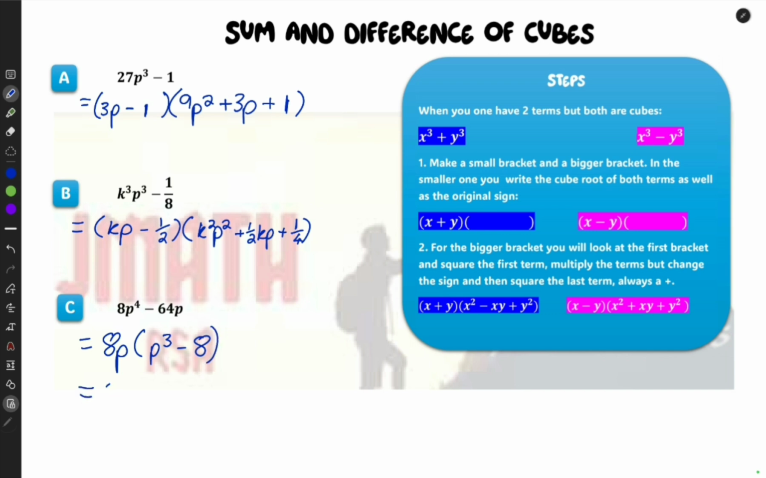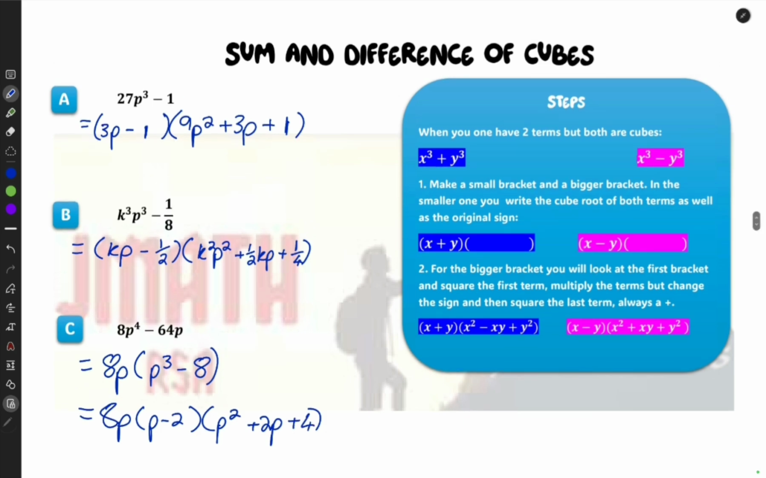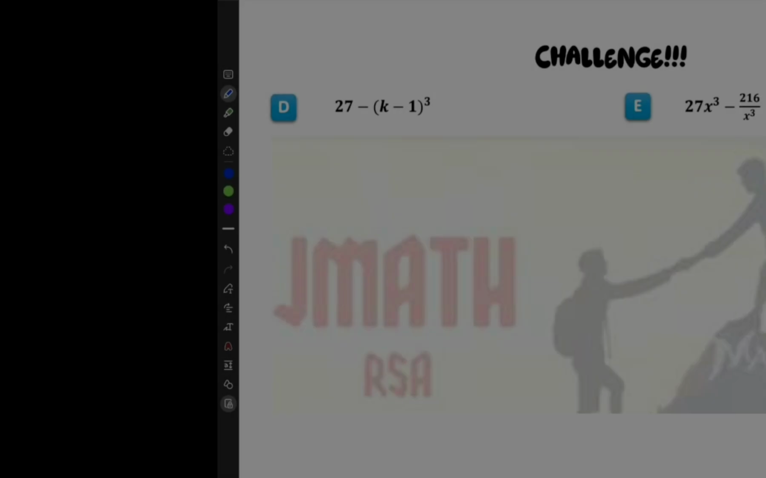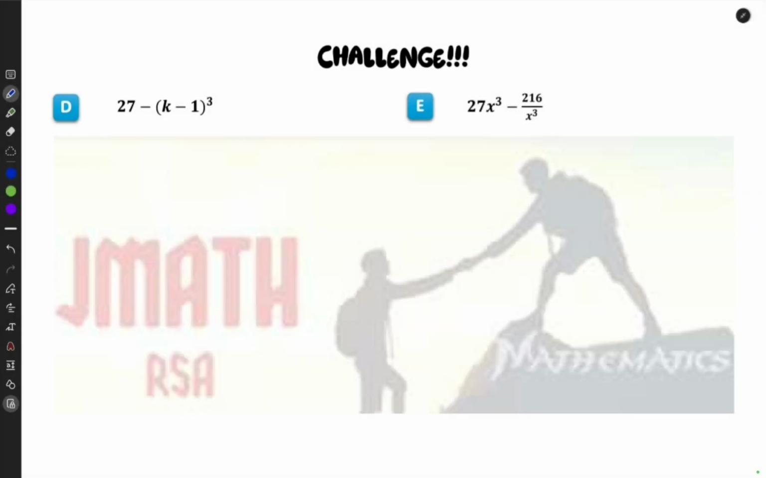So now, small bracket, big bracket, and this would be p minus 2. Square the first one, multiply them but change the sign, and then square the last one. Here we go. That is the answer. Let's look at two challenges when it comes to this. So there's two terms, and both of them are cubed. So I can just follow this pattern. It's just going to look a bit messy with this extra bracket.